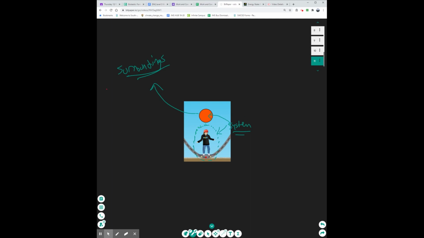And eventually, this pie is going to be gone. The entire pie of energy is gone because our skater no longer has any energy. So our skater now has no energy at all. There's no energy in the system at all, and that's because the energy has all left the system.